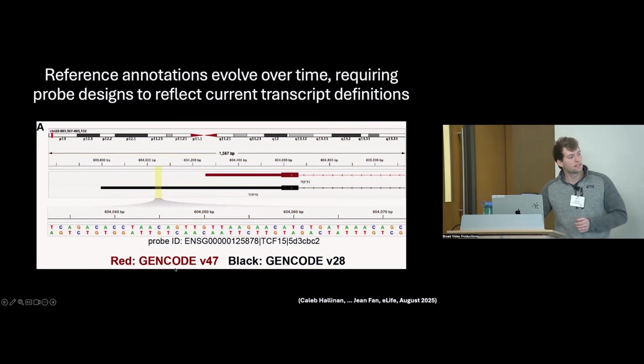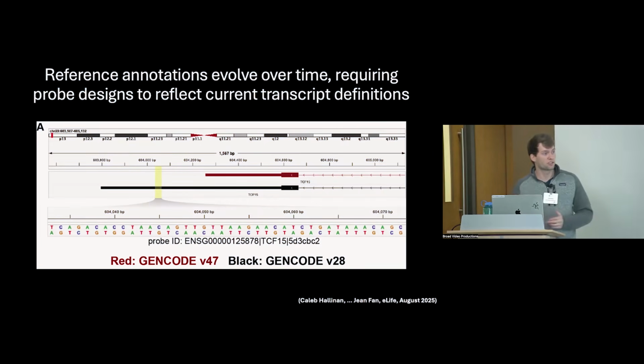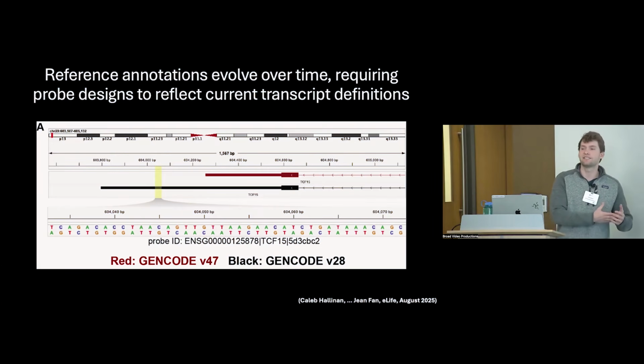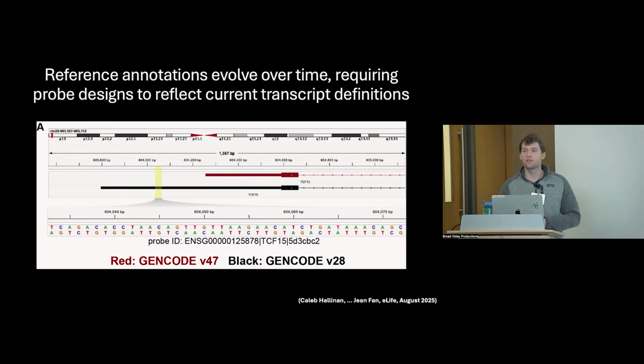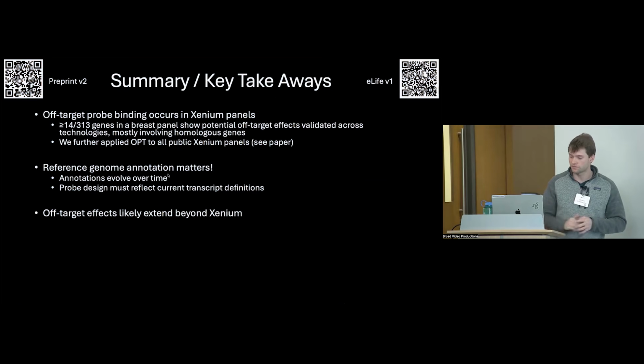However, in the new version, GENCODE version 47, which is one of the most up-to-date, you can see this is no longer considered an exon for this gene. So this is an issue because maybe back then we had a different opinion on where this gene started and where this gene ended, but now we've determined that this is no longer an exon. So in this case, this probe probably wouldn't even bind to TCF15. It might bind to some other off-target thing or just not bind at all. So reference annotations do evolve over time. So if you are designing experiments, definitely use the most up-to-date reference annotation.